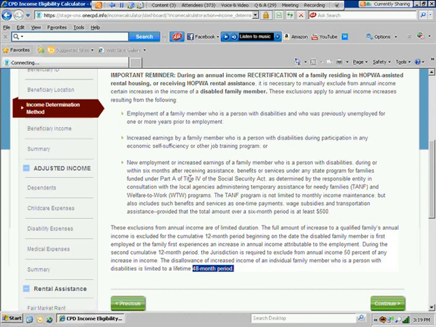Other questions? A couple of folks have questions around, is it mandatory that we use the calculator? One person asked about NSP2 rental programs. Another person asked about HOPWA STRMU, which I always have trouble with that acronym.